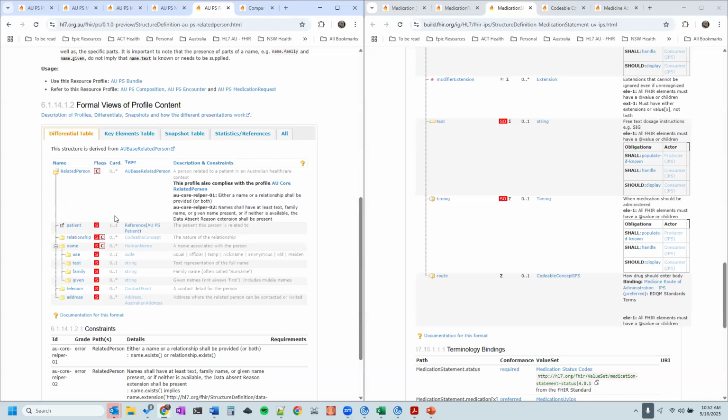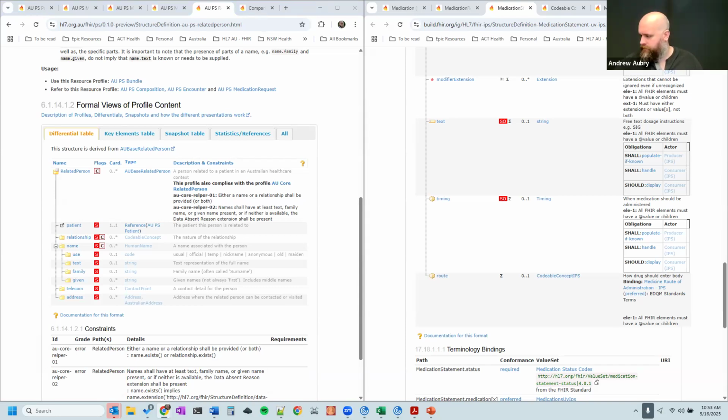And probably the codable concept IPS thing, as much as we hate it. Oh, yeah, that's probably true too, just to make it consistent with the IPS style. That's a good one. So that would be, yeah, relationship.